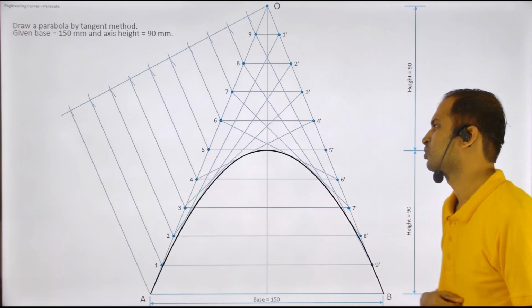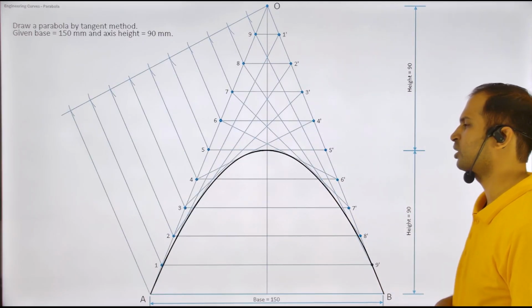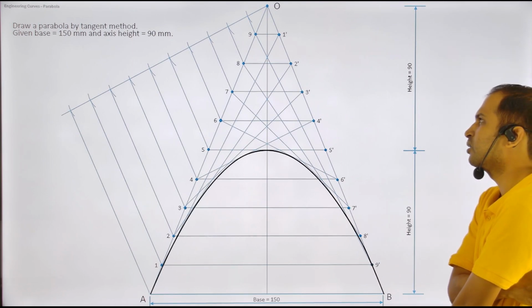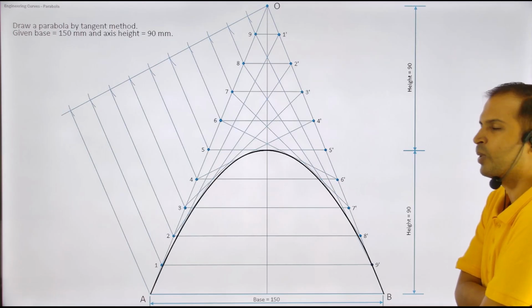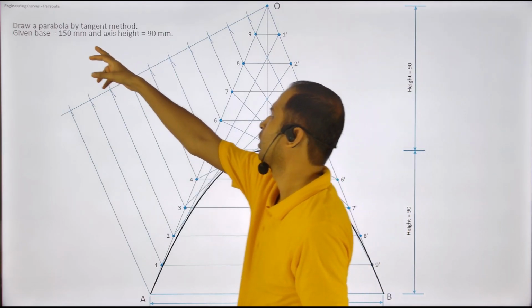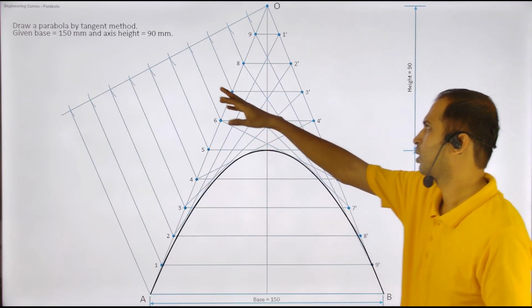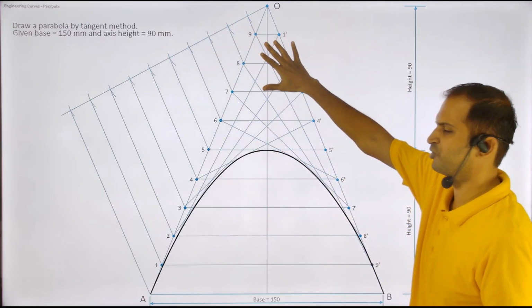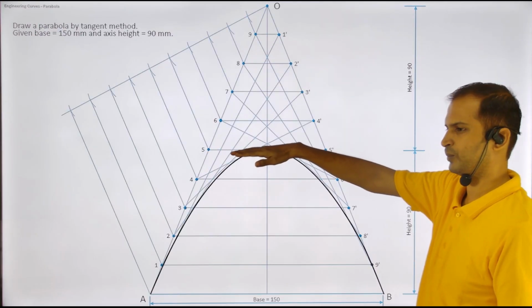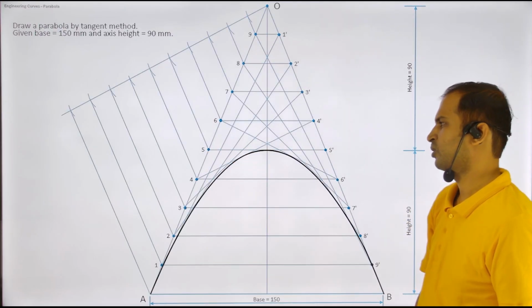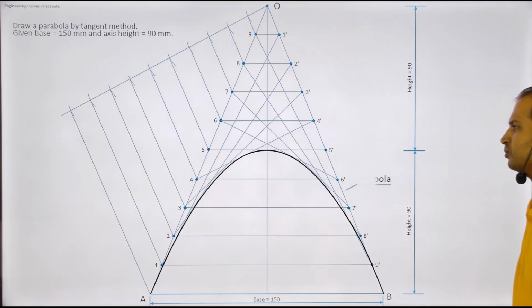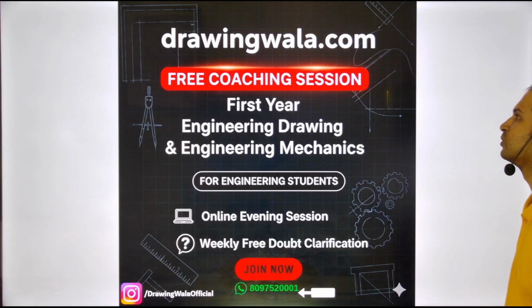Okay, so we have done this. This is the answer for how to draw a parabola by the tangent method. You can see the base is 150, and the height which I have received is 90. So this was the part of the construction to achieve this. Okay, that's how we draw it. Parabola is done by the tangent method.